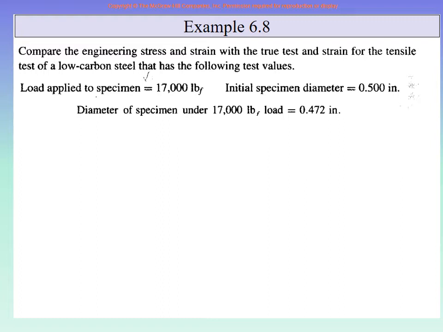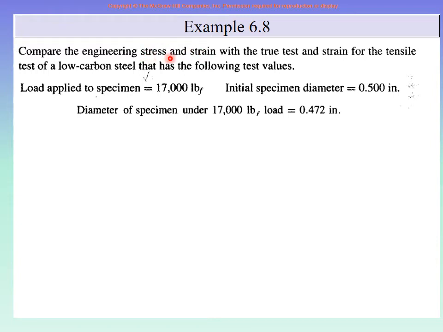What is engineering stress? F upon A naught. Do you know F? Yes, you know the F. Do you know A naught? You know the D naught. So pi by 4 D square or pi r square. So you find A naught from here, F is given, so F divided by A naught is your engineering stress. Done.